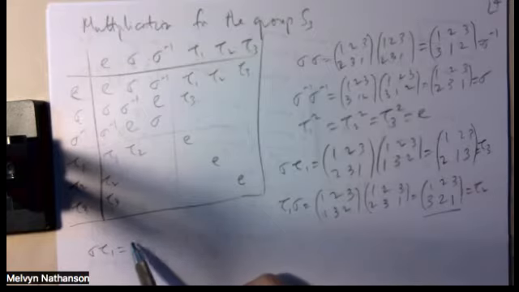And what we see here is a very important fact. Sigma tau 1 was equal to tau 3. Tau 3 is not the same as tau 2, but tau 2 is tau 1 sigma. So the order in which I multiply permutations matters. Sigma tau 1 is not tau 1 sigma. So S3 is not an abelian or commutative group.